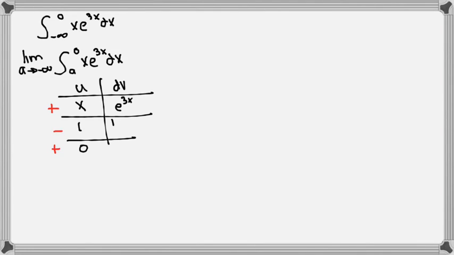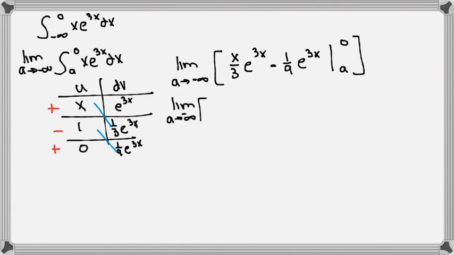Remember your plus minus. And we're taking the antiderivative of e to the x. So the antiderivative is e to the 3x divided by the derivative of u, which is 1 over 3. So when I evaluate the integral, I end up with this.